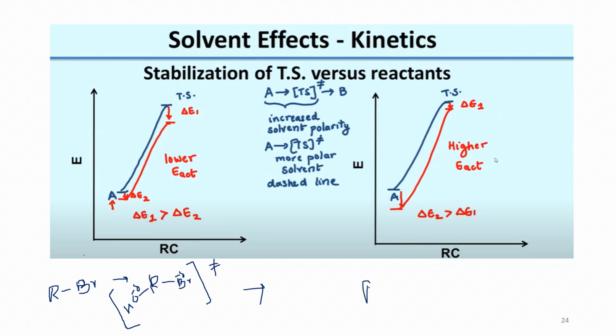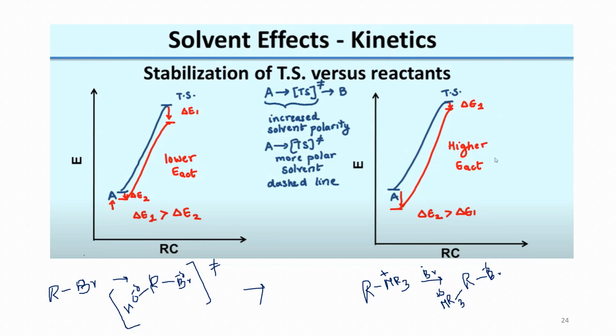But in the case of this type of reaction, when the substrate is already charged, like this, positively charged, and you are adding a nucleophile, the transition state has only a partial charge in it, but the substrate has a full positive charge inside it. Therefore, the substrate is more polar than the transition state. So in a polar solvent, it gets higher stability than the transition state.